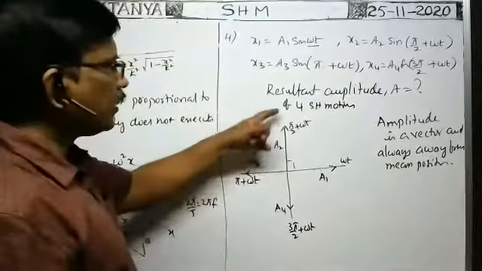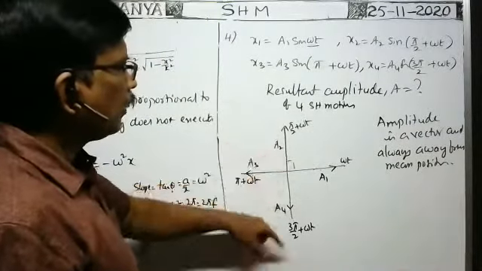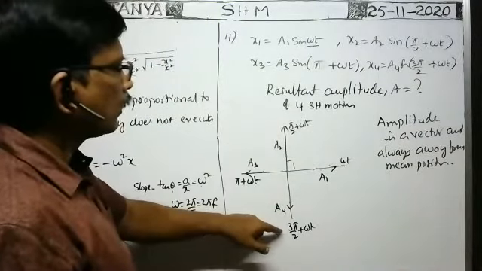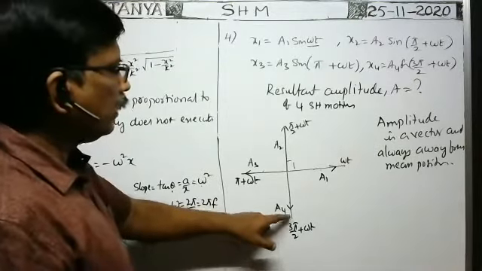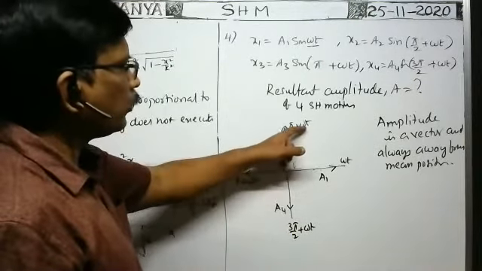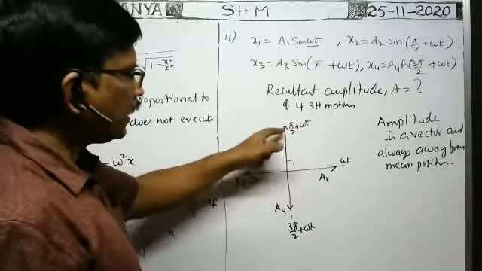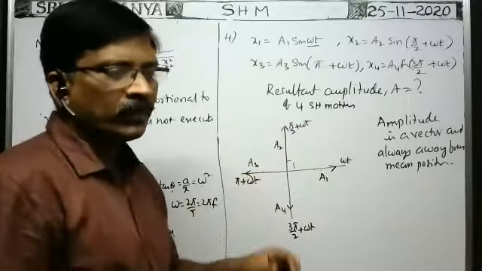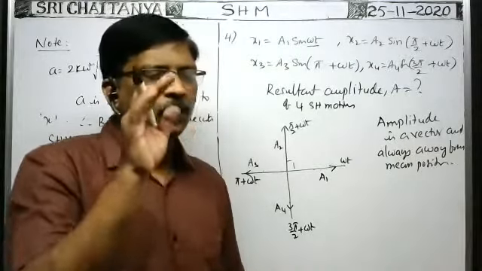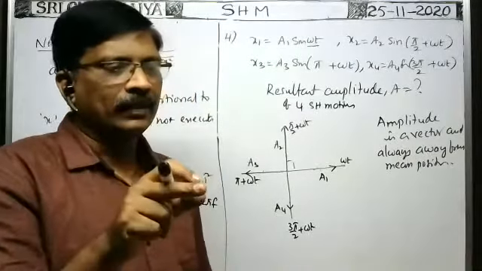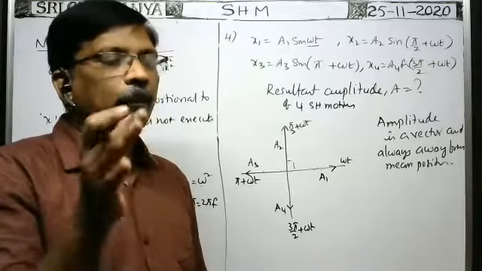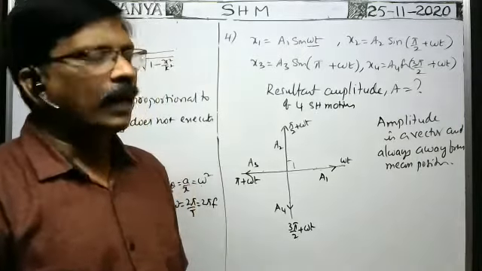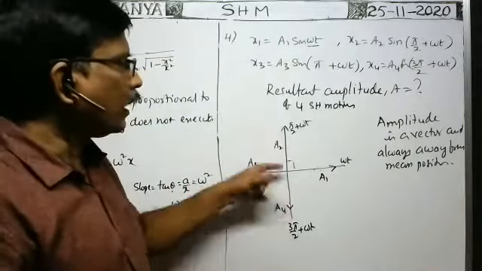Now, what is the phase difference between these two? 3 pi by 2 plus omega t minus pi by 2 plus omega t means pi. Phase difference between these two is pi, which means these two are in opposite phase. If the phase difference between any two particles is equal to pi, then the two particles are said to be in opposite phase. That's why these two are in opposite phase.